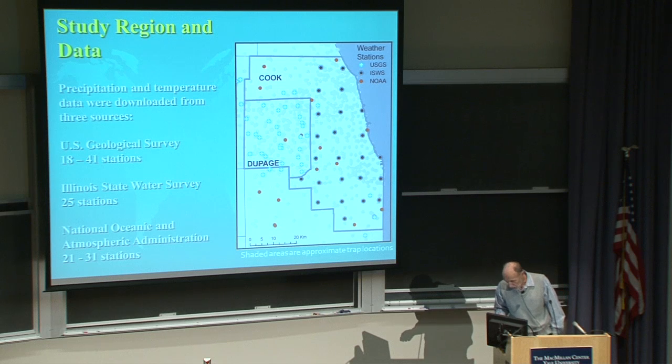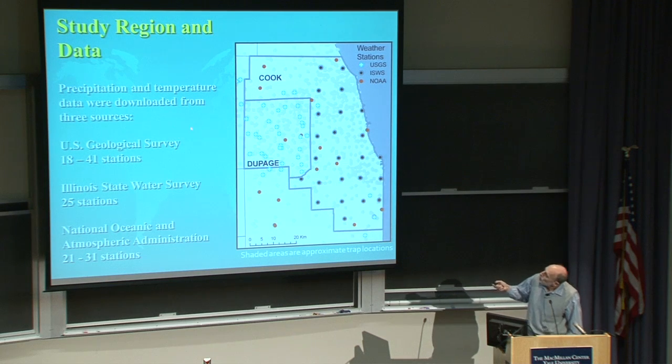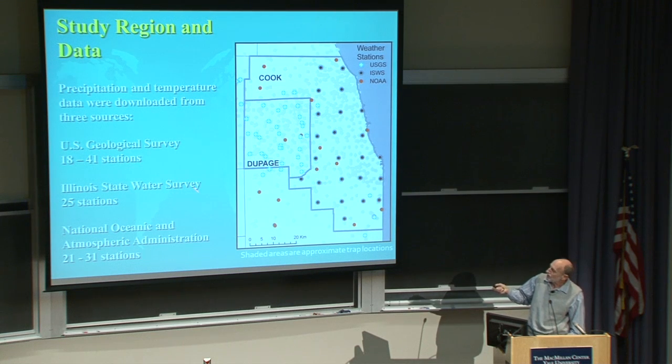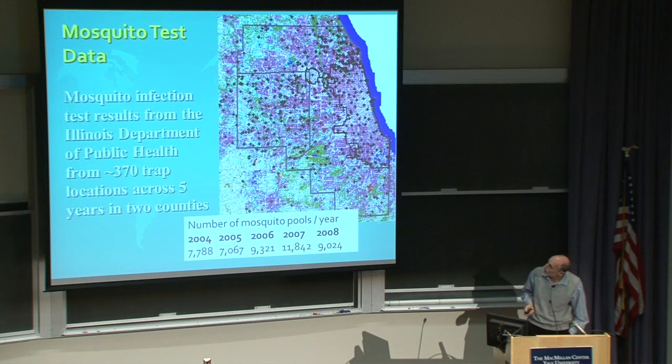So this is, again, our study area. And what we have is a relatively rich database for precipitation and temperature. We had the US Geological Survey between 18 and 41 stations. We had the Illinois State Water Survey, and we had the NOAA stations as well. So we had relatively good coverage for temperature and precipitation.